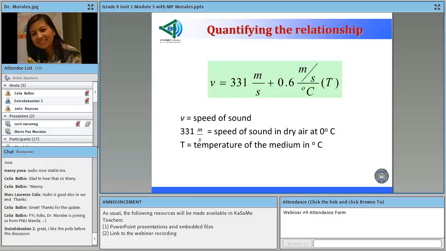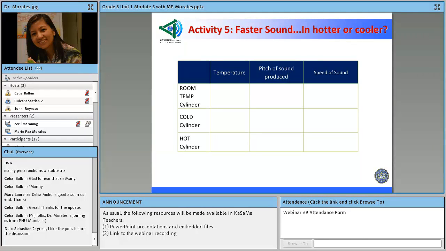introduce the concept of speed in terms of an equation. So we can ask them to substitute the temperature here at T, okay, and they are able to come up with the speed at a specific temperature. We can revise the table to show the speed, computed speed on the last column. From the computed speed, this will serve as the theoretical output. The pitch of the sound will be their experimental output, and so you can ask them to compare later on.